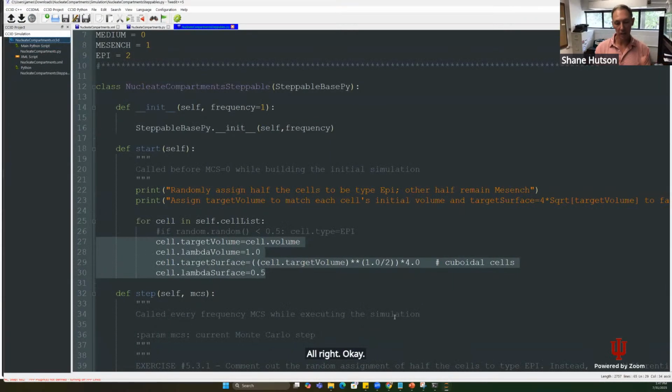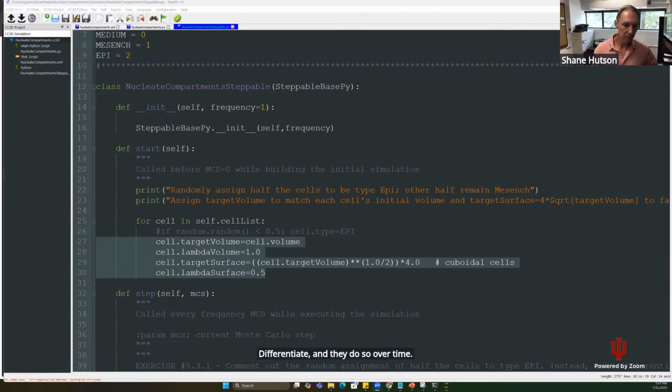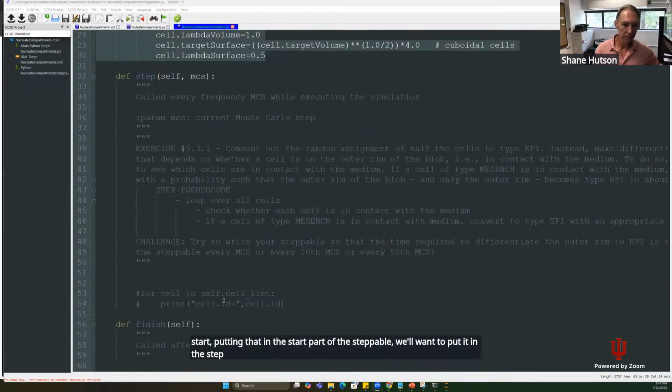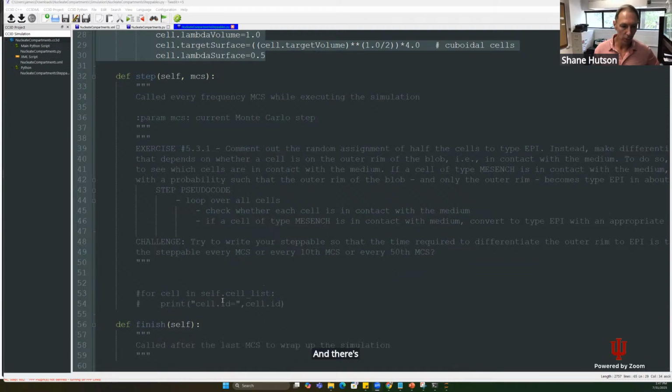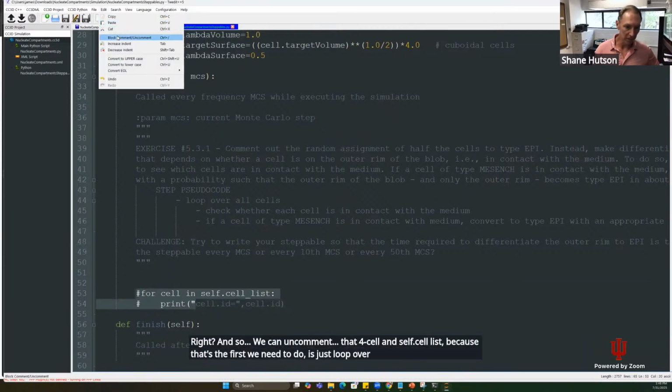So that got rid of the random distribution. And so now we want to think about, okay, how do we specify so only the cells on the outside of the patch differentiate, and they do so over time, right? So instead of putting that in the start part of the steppable, we'll want to put it in the step part. And there's the instructions there for what we want to do, right? And so we can uncomment that for cell in self.cell list, because that's the first thing we need to do, just loop over all the cells.